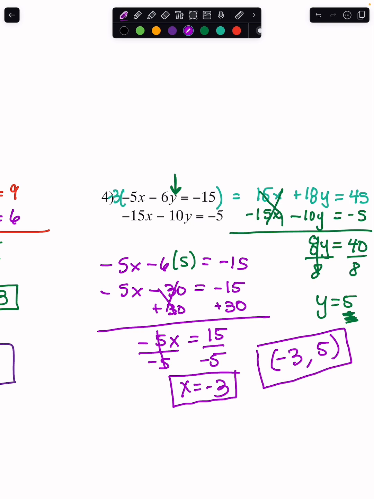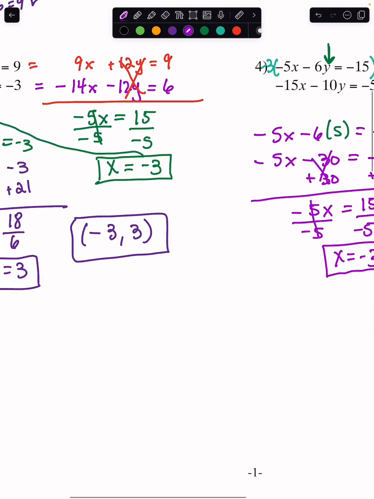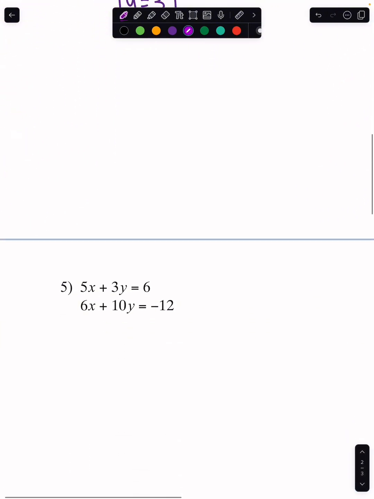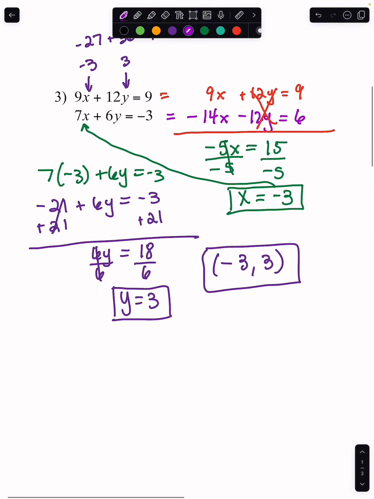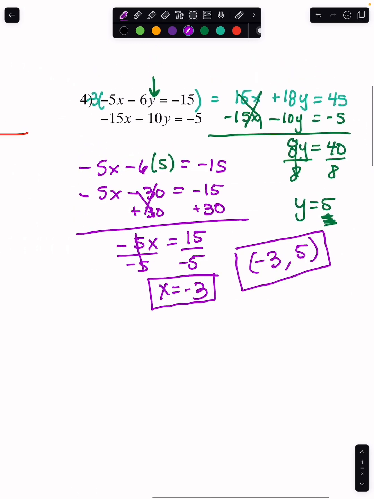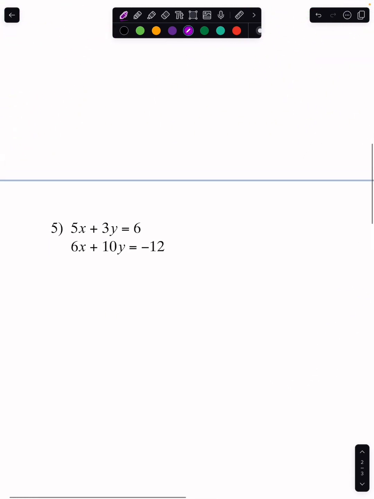Let's do this one. We got 3 more. Now, for number 5, we have a slight situation. 5 doesn't go into 6 evenly. 3 doesn't slide into 10 evenly. On the last 2 examples, you only had to do something to one line. In this case, we're going to have to do something to 2 lines. Depending on what I want to get rid of will determine what I do to each line.